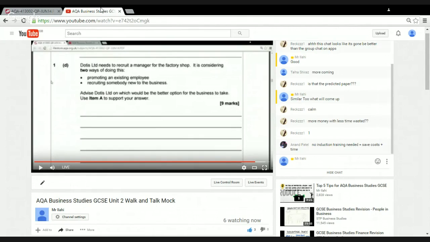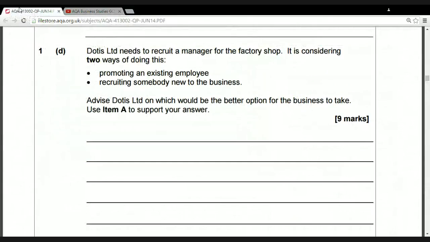Also, no induction training needed, and you could save costs and time in that aspect as well. So that could be another way. Another thing you could do as well. Okay. No induction training needed.